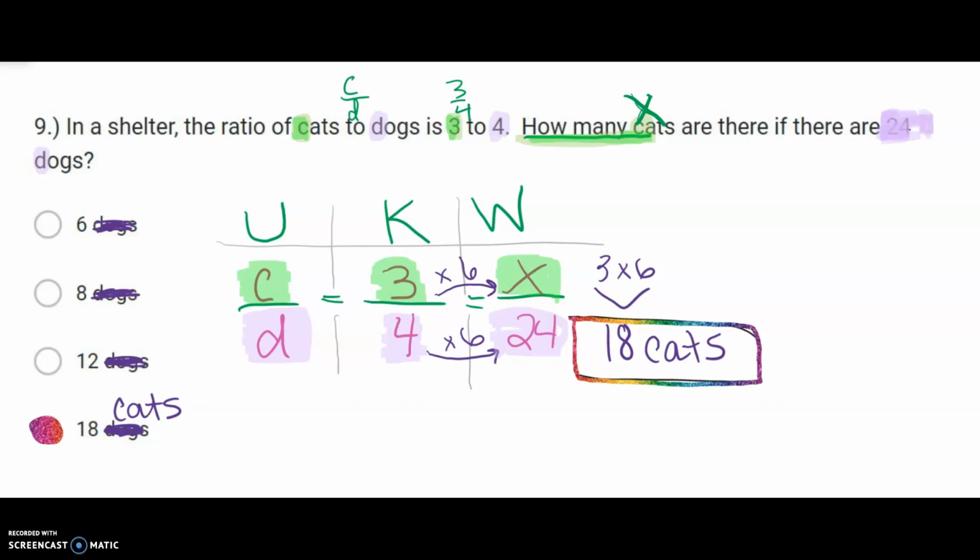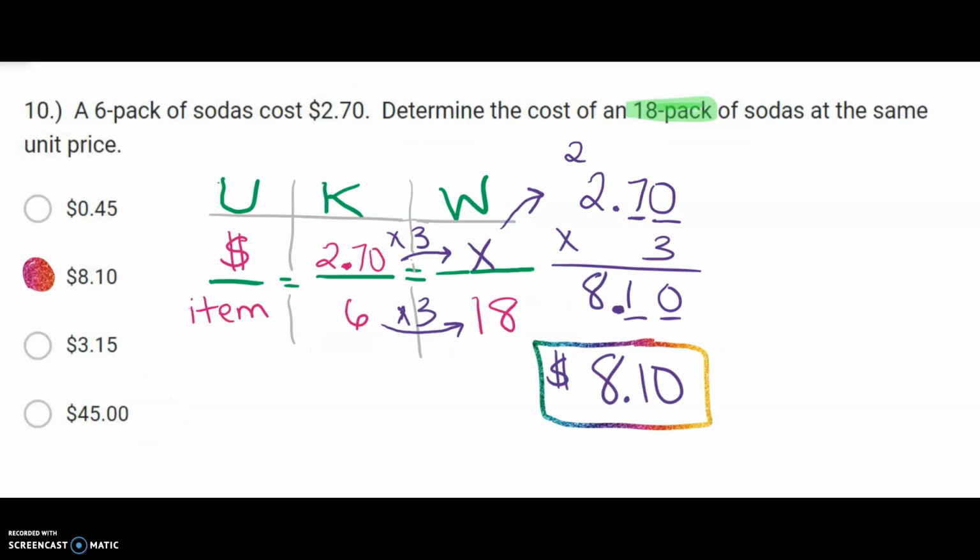All right, let's take a look at number 10. All right, so last but not least, number 10. It says, a 6-pack of sodas costs $2.70. Determine the cost of an 18-pack of sodas at the same unit price, meaning it's the same cost per one soda.